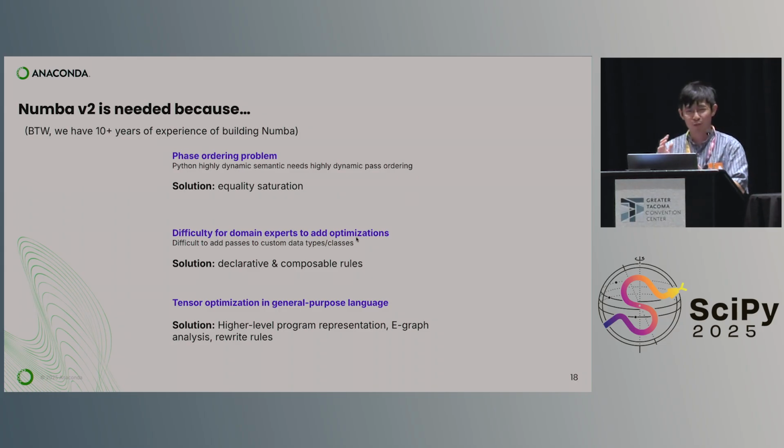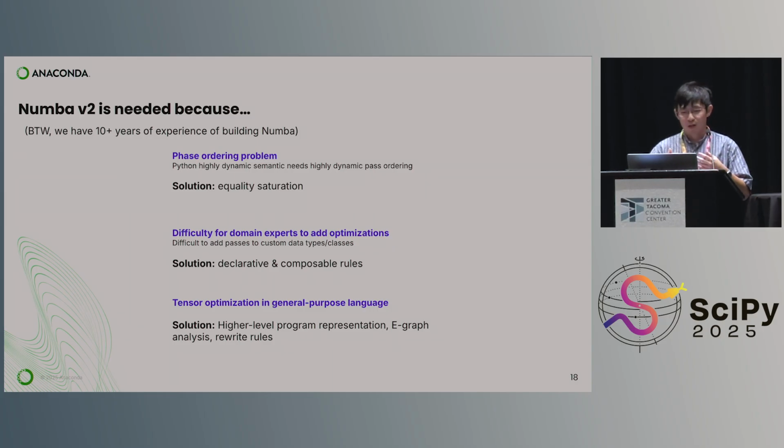Numba currently has some sort of backtracking in it, but that's very slow. Equality saturation actually would solve this problem. Another thing is we want to help domain experts contribute to the compiler. Domain experts have been asking if they can put their own optimizations into Numba, into the compiler, for their classes, for their array implementation, for their data frame implementation.